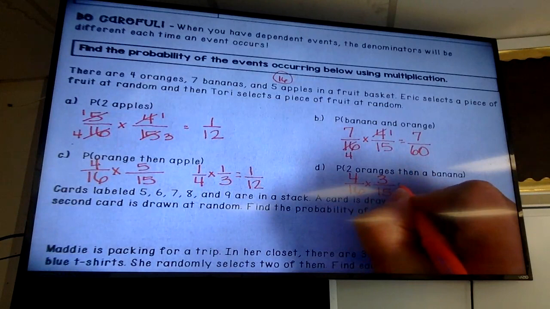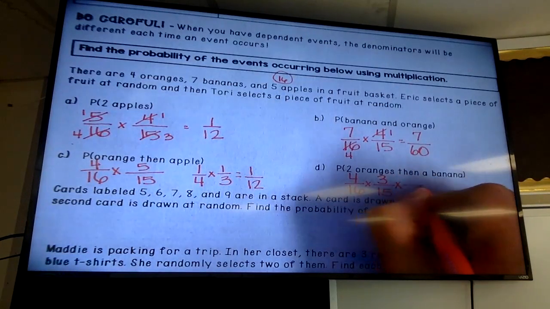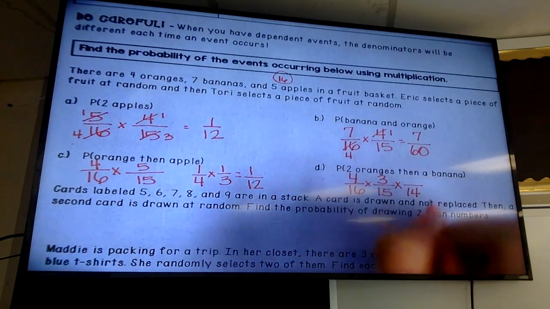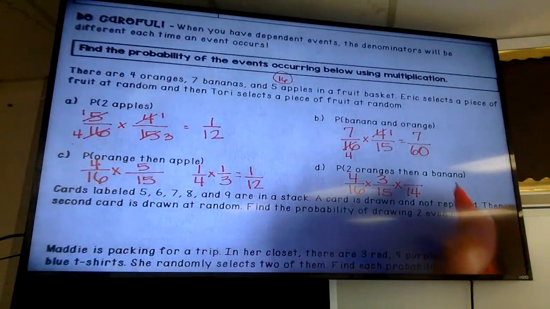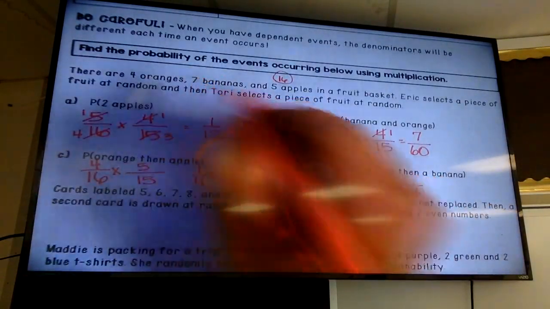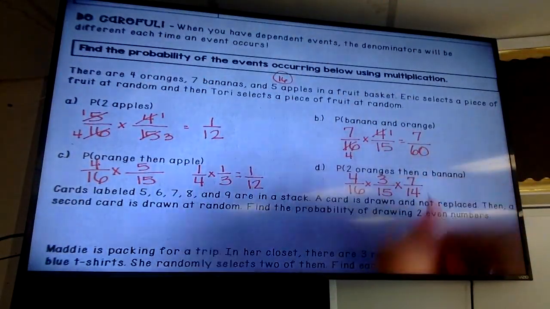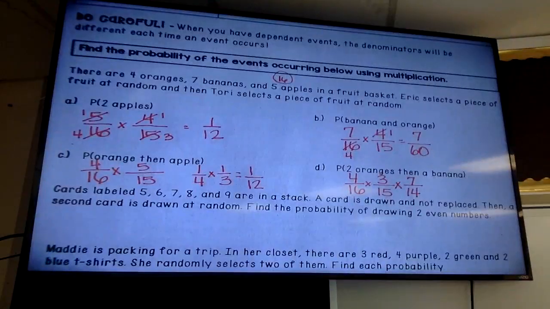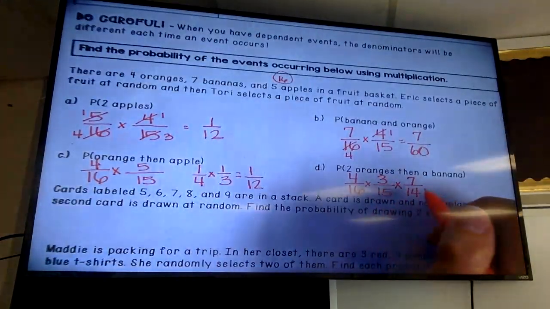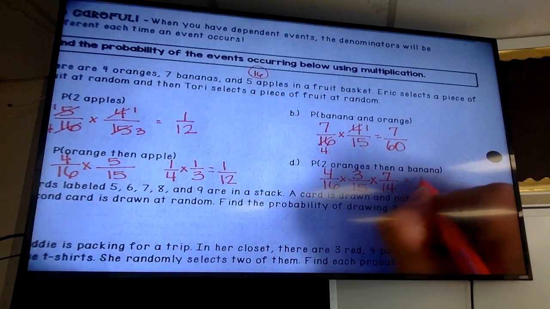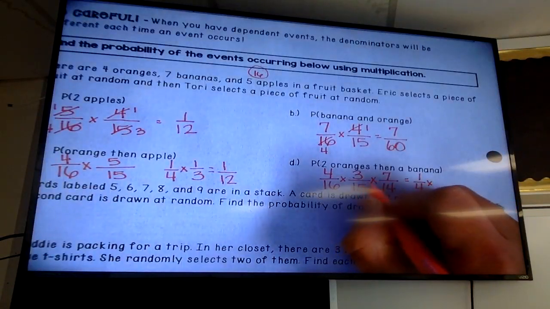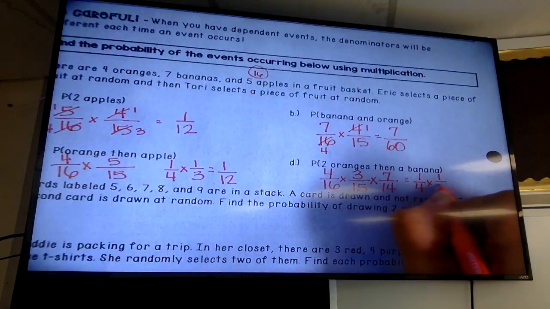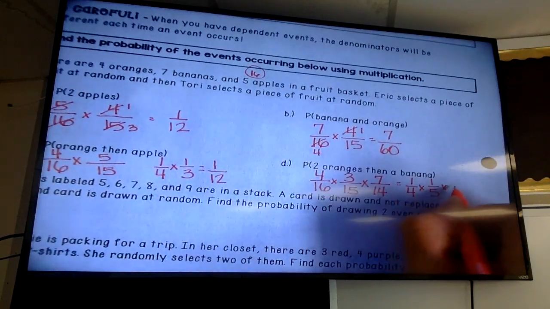And now Julie is going to come through, and there's only 14 pieces in the basket for her, and she's going to pick a banana. There's still 7 bananas in there, though, so it's going to be 7 out of 14. Now, again, each of these can be simplified, so I'm going to write them again. 4/16 can be 1/4. 3/15 can be simplified to 1/5. And 7/14 can be simplified to 1/2.